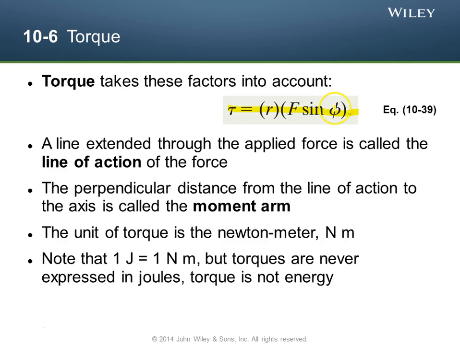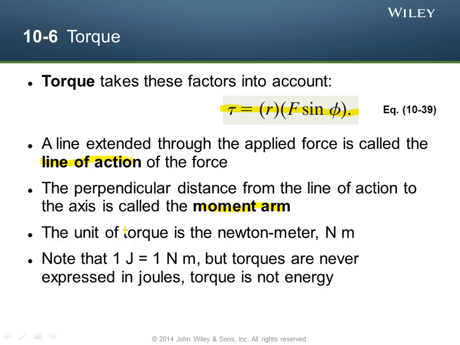And that angle is the angle between the force and the lever arm. Now we use the Greek letter tau to signify torque. A few key terms here are line of action and moment arm. The line of action is the line in which the force is being exerted, whereas the moment arm is the line of the lever arm, or the perpendicular distance from the line of action to the axis of rotation.